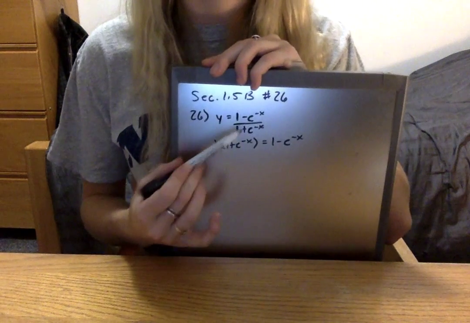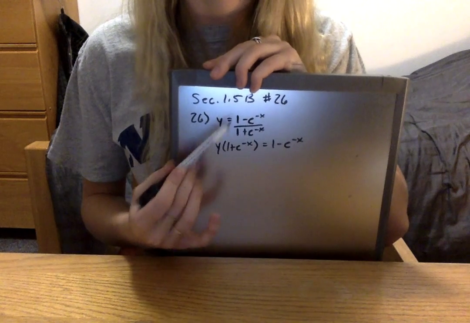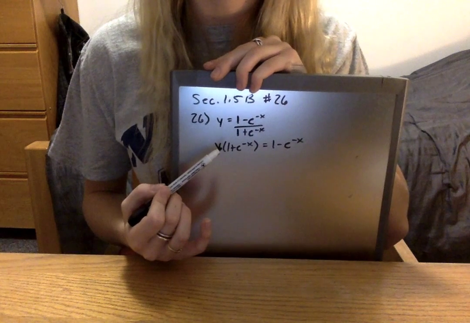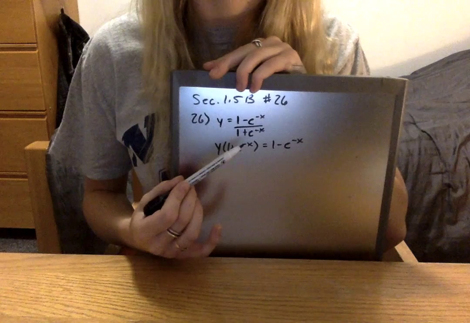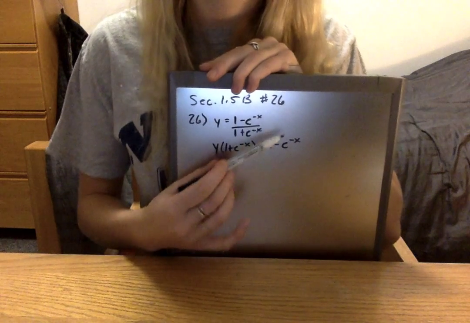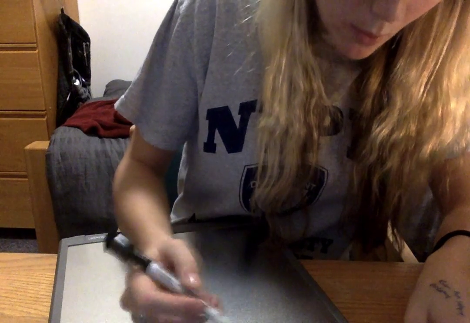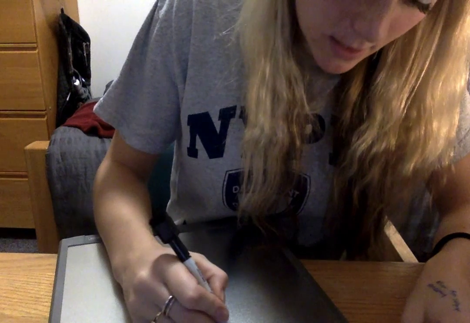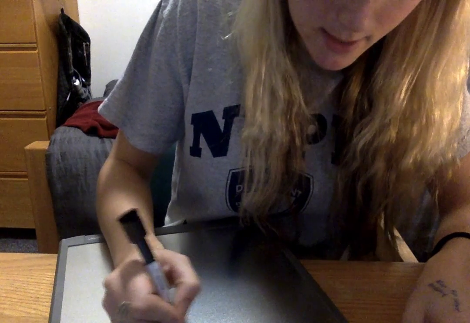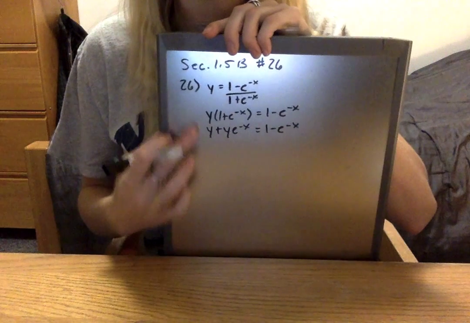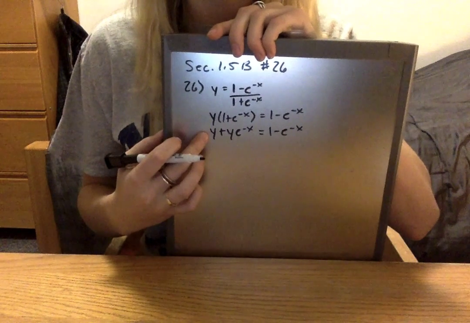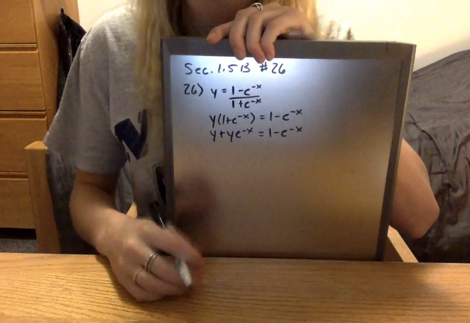So I just brought up this denominator, multiply both sides. So then we get y times (1 plus e to the negative x) equals 1 minus e to the negative x. And then from here we can FOIL out that bracket with the y. So we get y plus y e to the negative x equals 1 minus e to the negative x. So I just FOILed out this bracket here with the y, and this side stays the same.